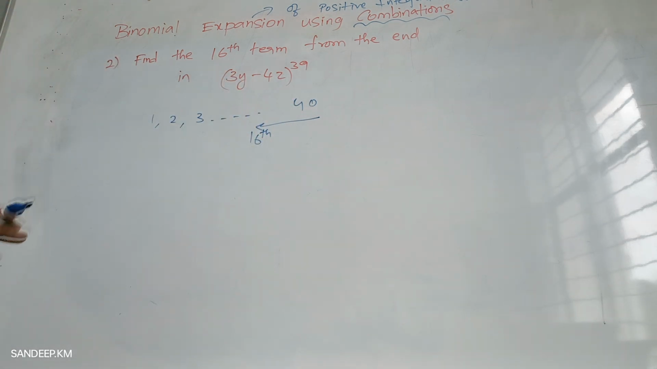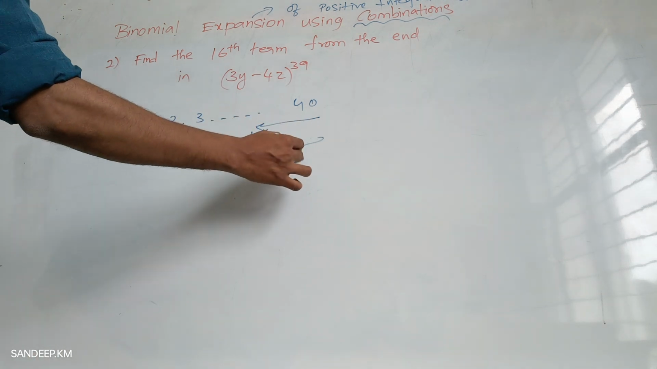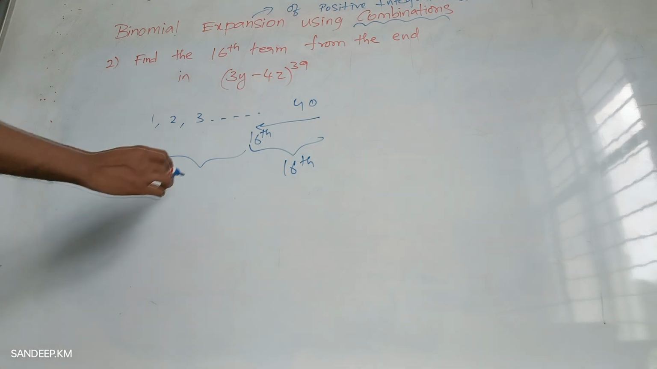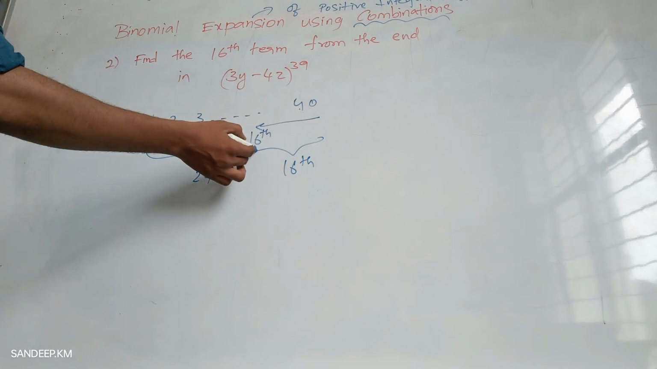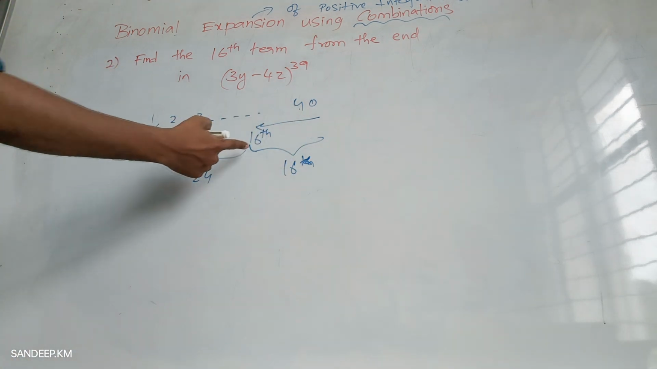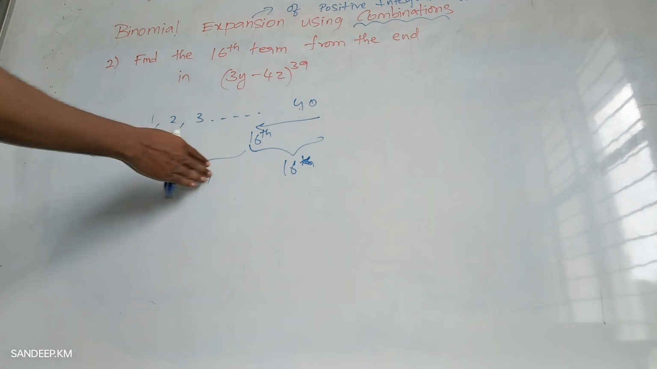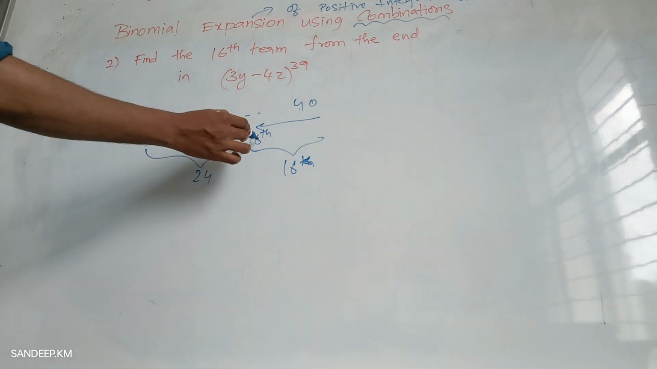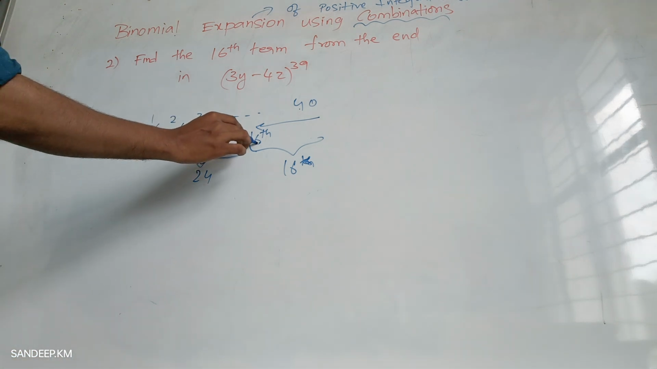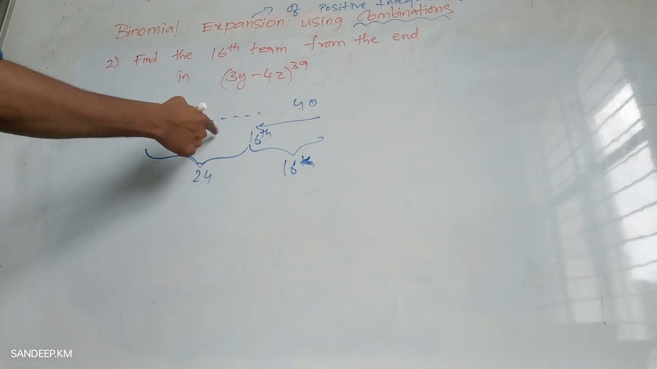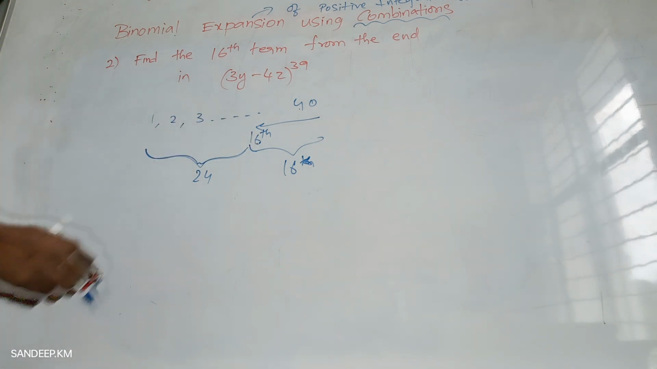What is it? 16th term from the end means: there are totally here 16 terms. And then here how many number of terms are there? 24 terms. Correct or not? Because total 40 terms are there. From here 16 terms are there, so the remaining are 24 terms. The 16th term from the end is the same as 24 terms plus one extra term. After 24 terms only you are getting this term. So it is which term actually? 25th term. I hope you understood this.